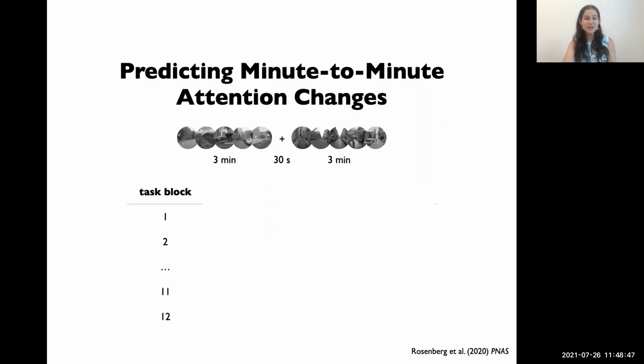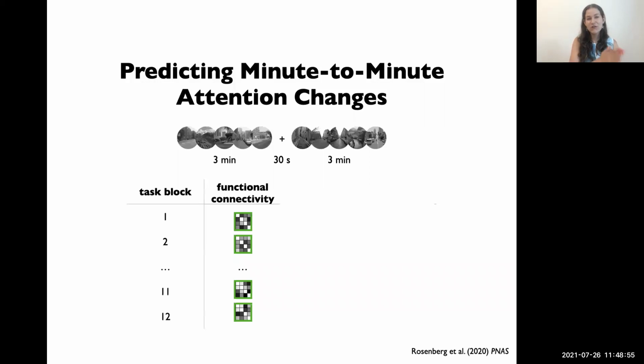So for each of the participants in this data set, we have 12 blocks of sustained attention task performance, meaning that we can calculate 12 distinct functional connectivity matrices just by looking at data during those 3-minute task blocks separately. We can also measure task performance in each task block separately.